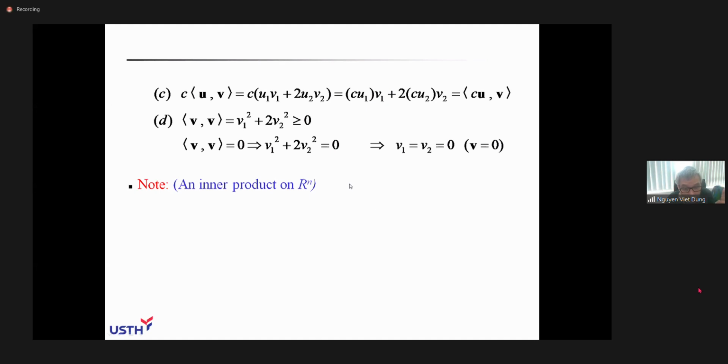And the next one will be a general claim. Any inner product in n space must be of the form C1 U1 V1 plus C2 U2 V2 plus Cn UN Vn, with all the coefficients C1, C2, Cn being positive.